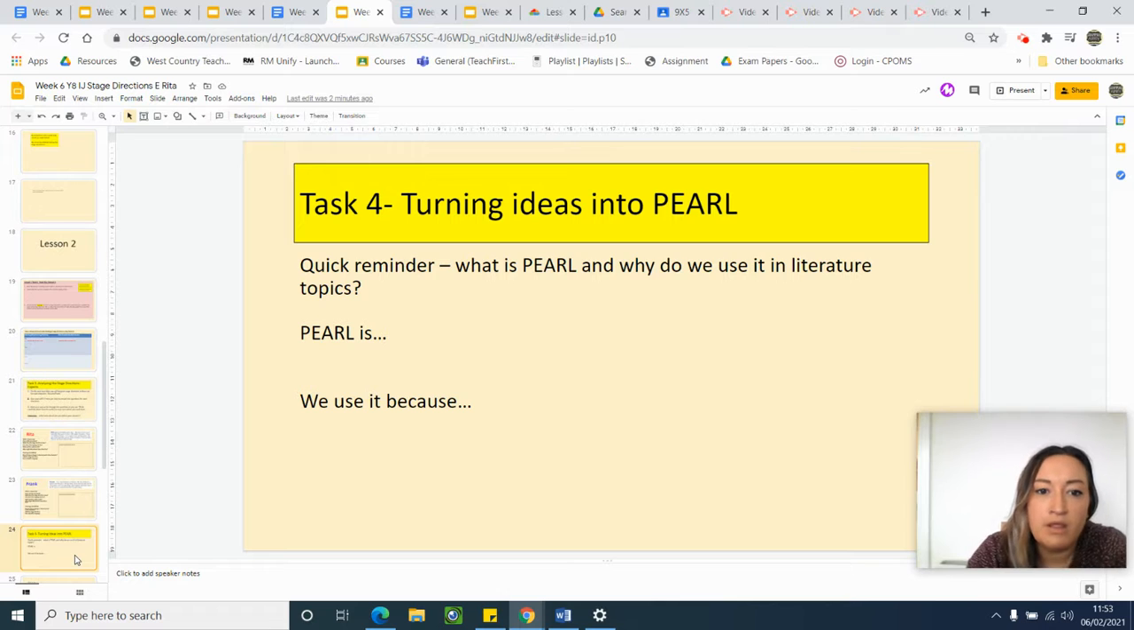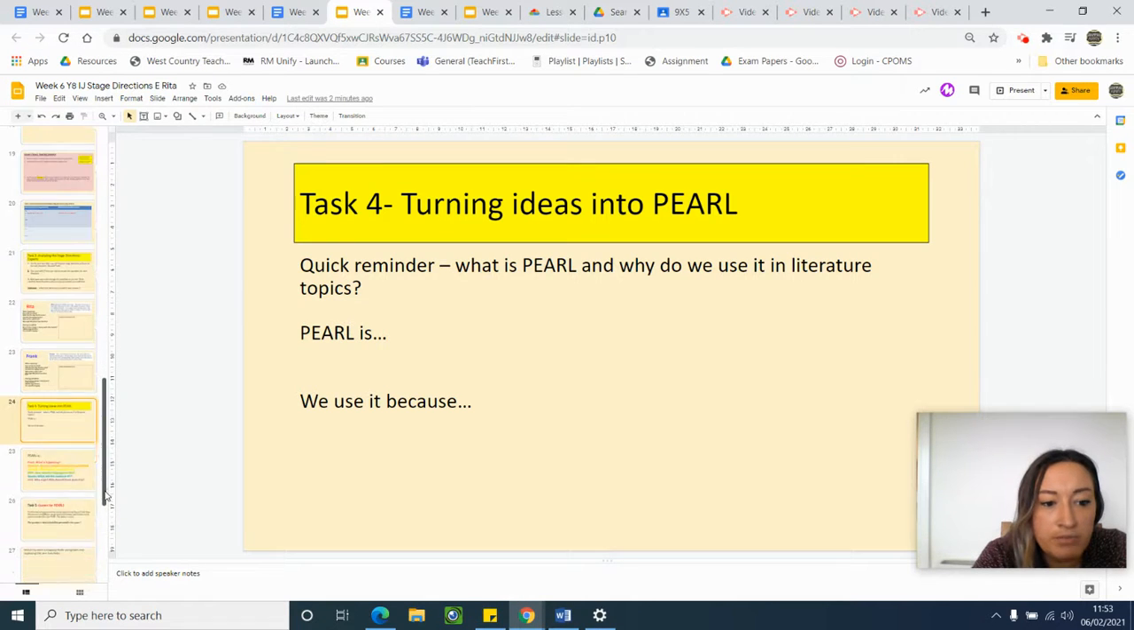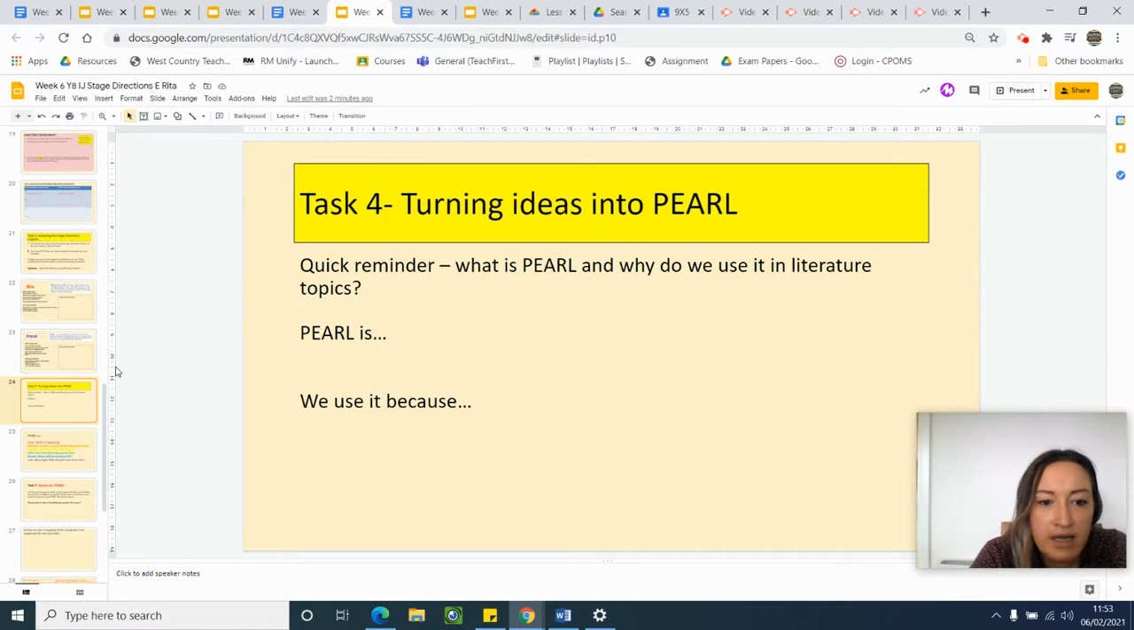Okay, so there's quite a long stage direction here. So I have just talked about how answering those questions will help you to turn your ideas into a Pearl paragraph, okay? That's because all you're doing in a Pearl paragraph is you're analysing the literary text that you are reading.